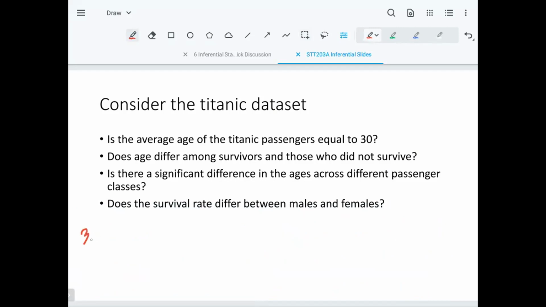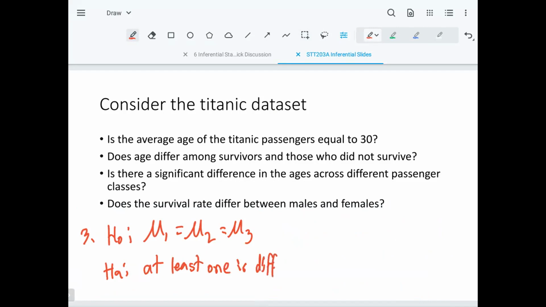Excuse me? Yes. So the null is mu of age of first class equals mu of 2 equals mu of 3. Then the HA will be at least one of them is different. Okay, so I hope this is clear with everyone, ha?